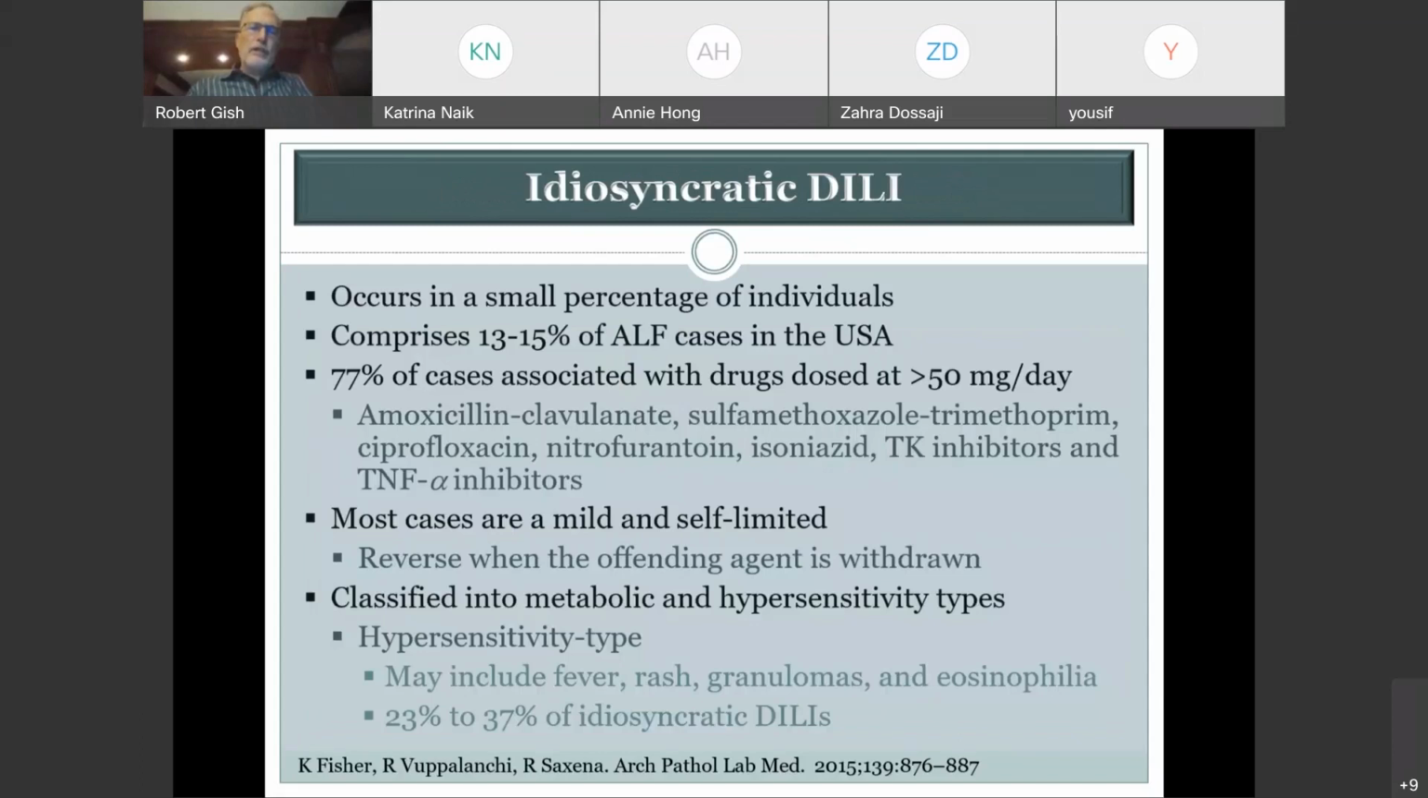All right, a little bit more on idiosyncratic. 15% of ALF cases are this idiosyncratic, which are probably immune. I kind of like the word idiosyncratic. It starts with I. Immune starts with I.